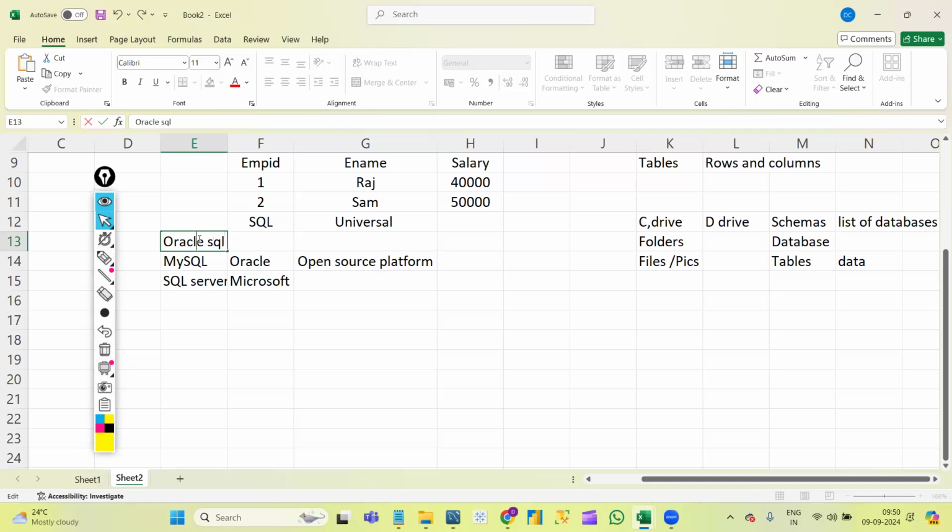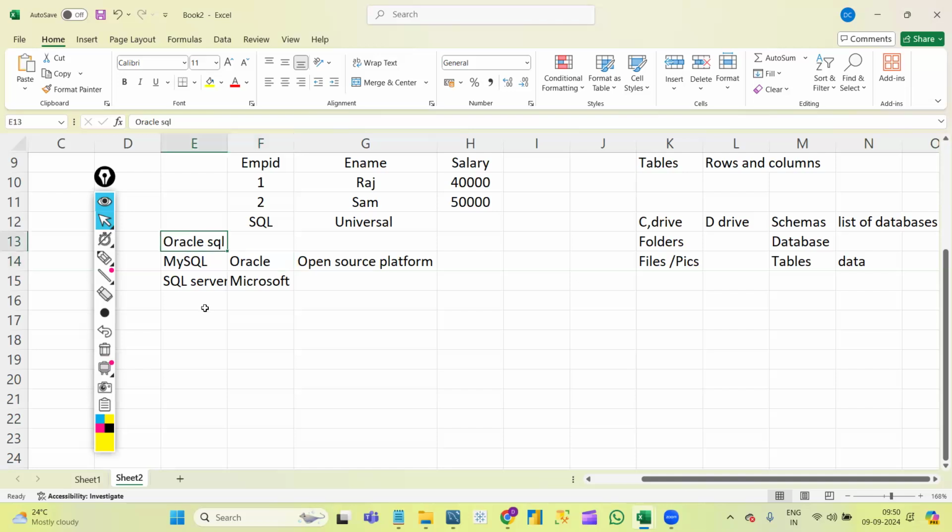We have Oracle SQL. From Oracle, we have one product called Oracle SQL only. Oracle is the product, and that one is not open source. To maintain that, companies need to pay an amount to the Oracle company.